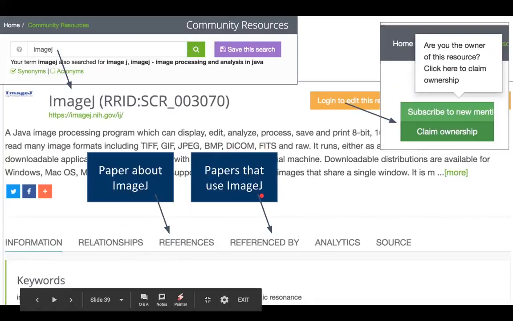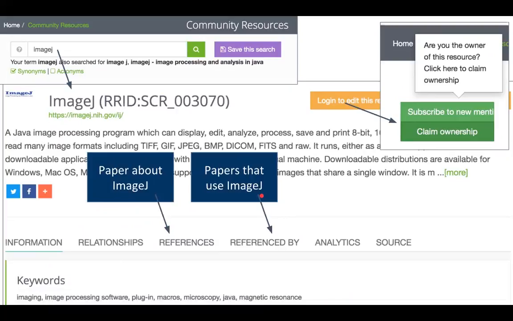We have a question about DOIs versus RRIDs, so make sure you cover that. Oh, okay. DOIs versus RRIDs. That's a very good question. It's one that does come up a lot. Let me finish the referenced by section, and then I'll move on to that question.